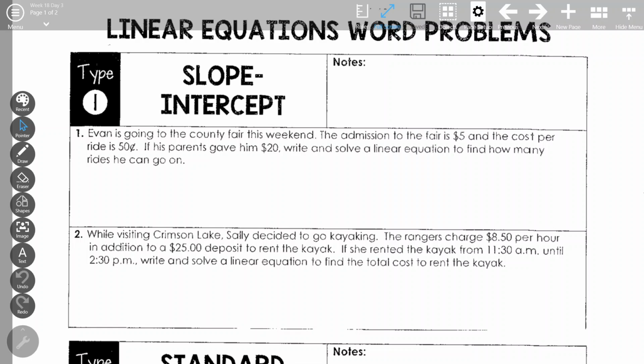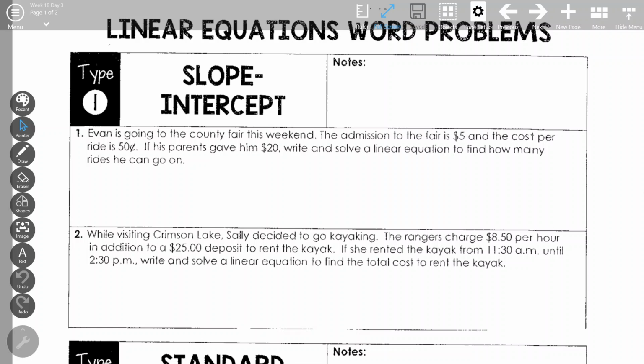Today we're going to look at writing linear equations when we are given a word problem. Now there are 4 different types that we're going to focus on. You've already learned all of these formulas, so that won't be new. I just want to show you how to take a word problem and incorporate the formulas into finding the answers.